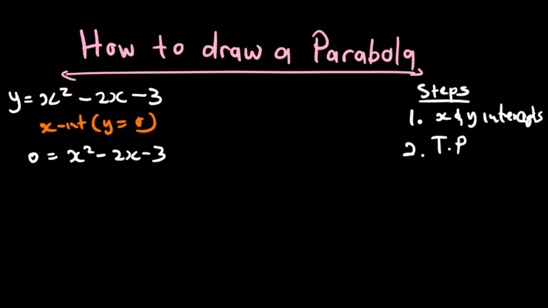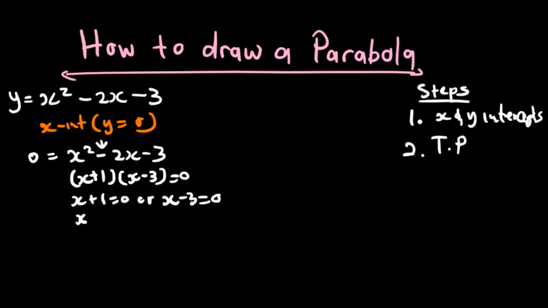And then now you're going to factorize. So it's going to be x and x here, and the factors are going to be 3 and 1. The bigger number takes the sign of the middle term, so it's going to be negative and this one will be positive, equal to 0. Therefore, x plus 1 is equal to 0, or x minus 3 is equal to 0. Therefore, x is equal to minus 1, or x is equal to 3. So the coordinate form is (-1, 0) or (3, 0). These are the x-intercepts of the function.